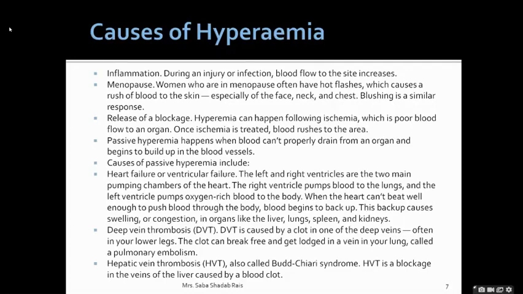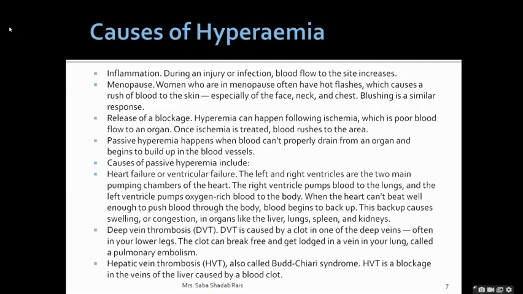So what could be the causes of this type of hyperemia? It can be caused by heart failure or ventricular failure. In the case of fish, this type of hyperemia occurs: heart failure is happening, ventricular failure is happening. Left and right ventricles are the two main pumping chambers of the heart. The right ventricle pumps blood. Now these are all not applicable for fish. All right.